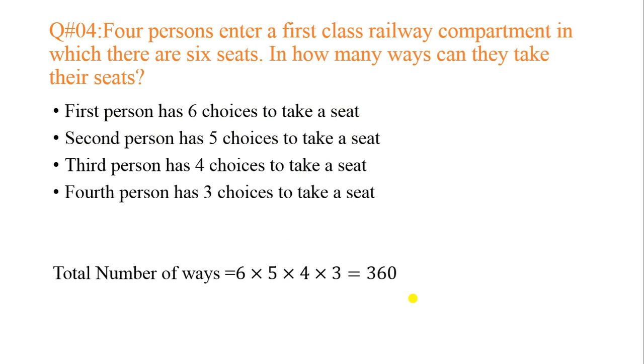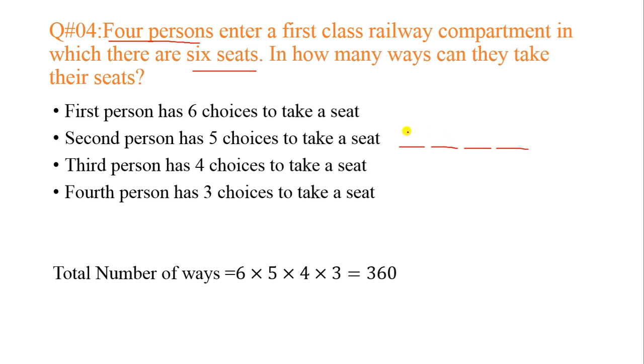Now come to question number 4. In question number 4, we are told that 4 persons enter a first class railway compartment in which there are 6 seats. In how many ways can they take their seats? So we have 4 persons and 6 seats. In how many ways can they take their seats?